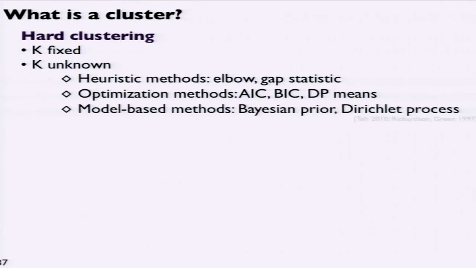Also, there are various model-based methods. You put some sort of Bayesian prior, a distribution over the number of clusters, if you're familiar with these types of methods. And in that way, you again have the potential for any number of clusters.